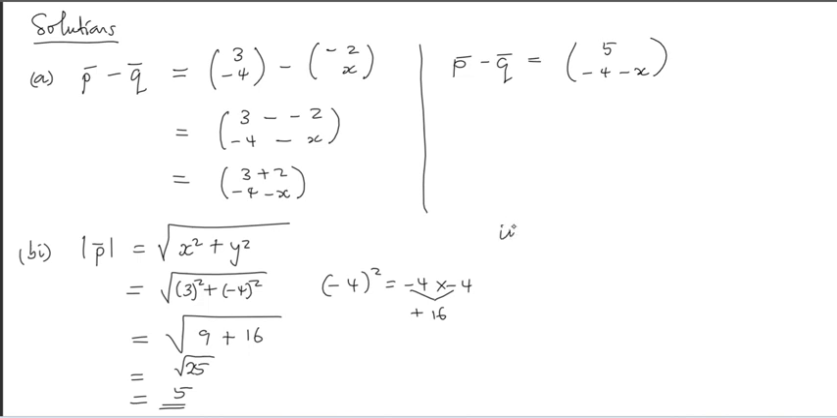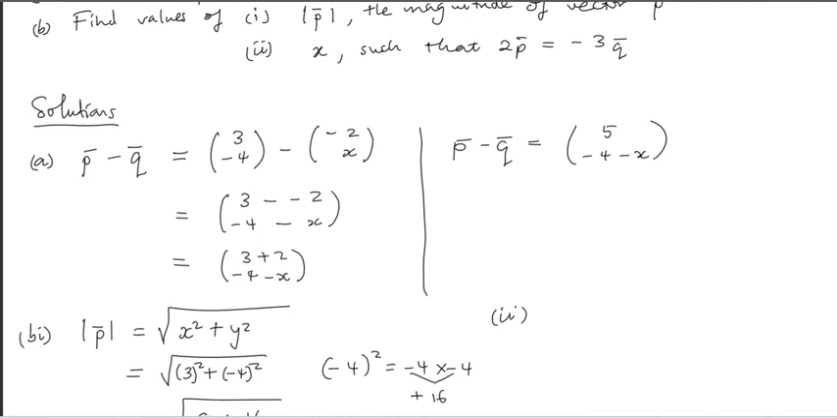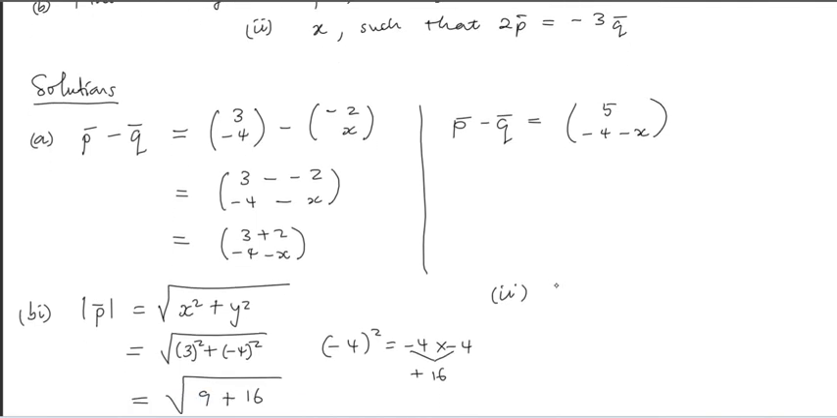And then part 2, we are told to find the value of x, but there's a condition that we're given here. We are told that 2P is equal to minus 3Q. So that's the condition we are using. So 2P is equal to minus 3Q. So you take 2 and then you bring P down here, (3, -4). This is equal to minus 3, and then what's the Q expression? It is (-2, x) down here.